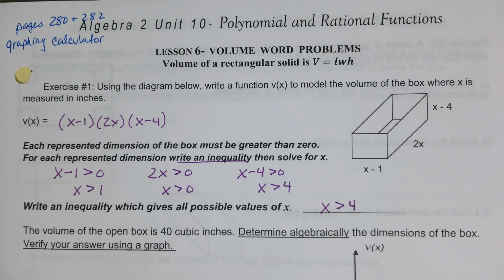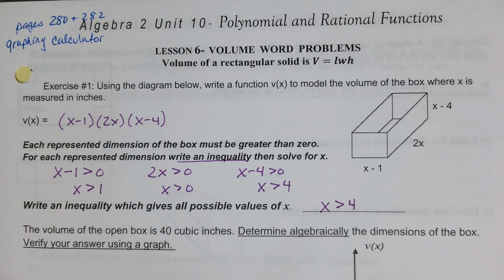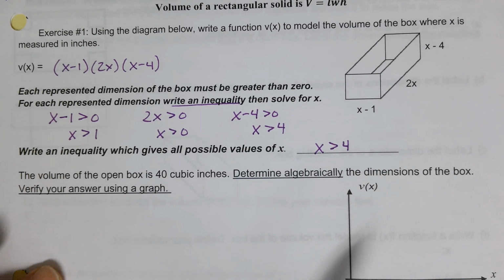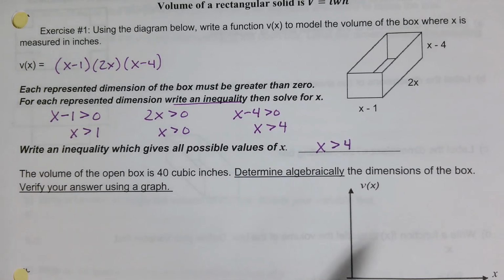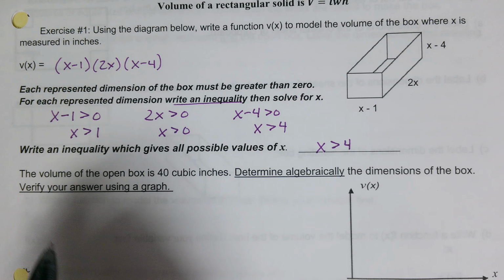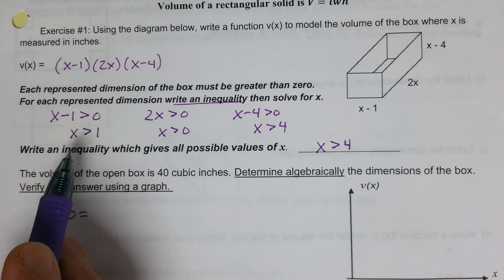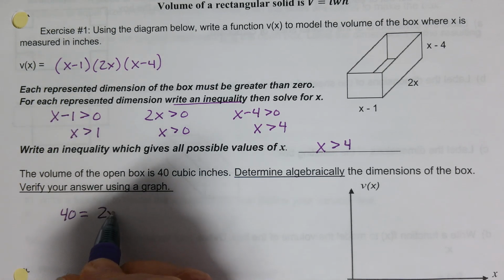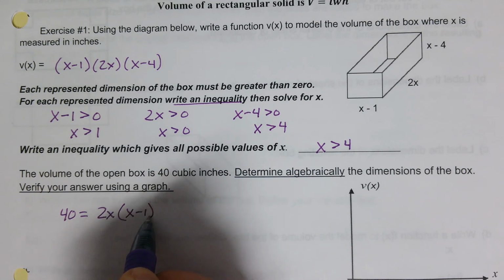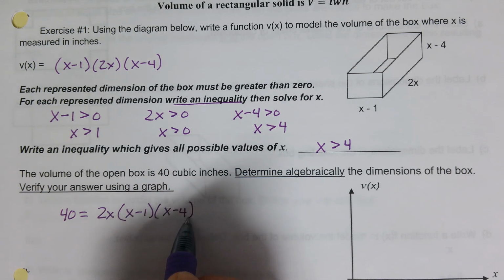The volume of the open box is 40 cubic inches. Determine algebraically the dimensions of the box. Verify your answer using a graph. Alright, so we'll take our V of x and replace it with 40. So 40 equals, and I'm just going to write the 2x first, followed by x minus 1 times x minus 4.